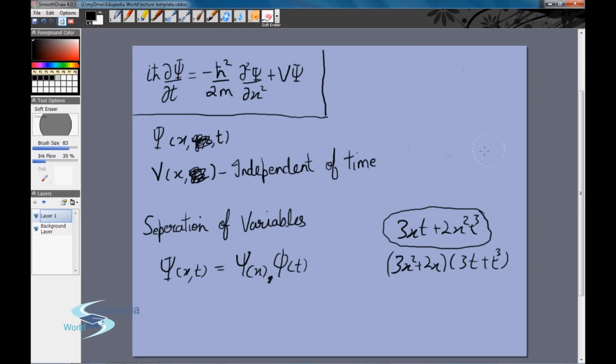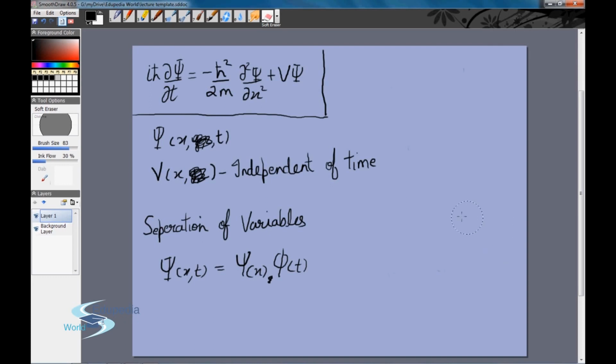Again, what are the assumptions? I'll repeat them. The first assumption is that the potential energy intrinsically is independent of time, which is true for almost every case you've seen up till now in previous classes. Potential energy expression does not directly depend on time. Also, we are assuming that this function we are trying to find, psi of x comma t, is actually a product of two functions, one only of x and the other only of t. So let's input this into this equation.